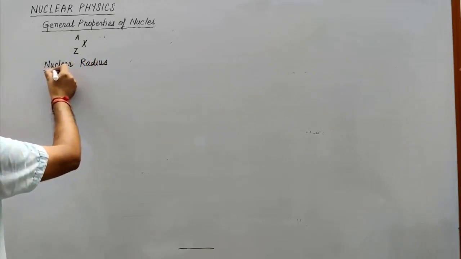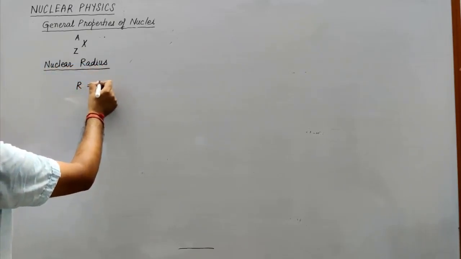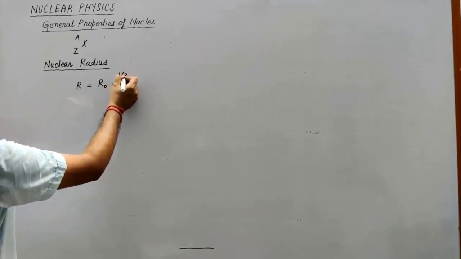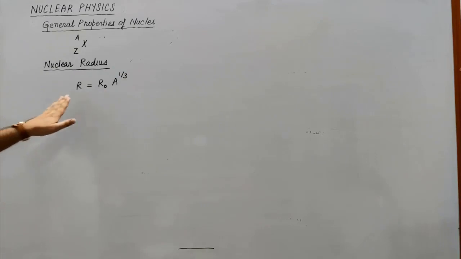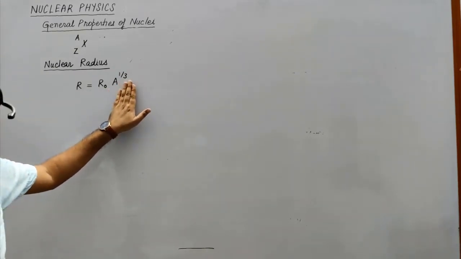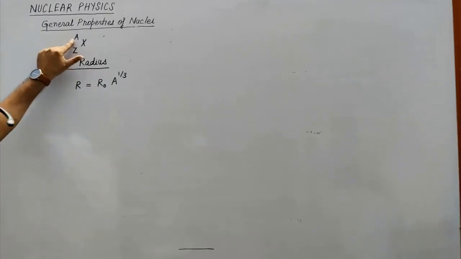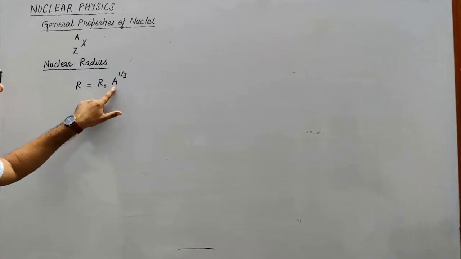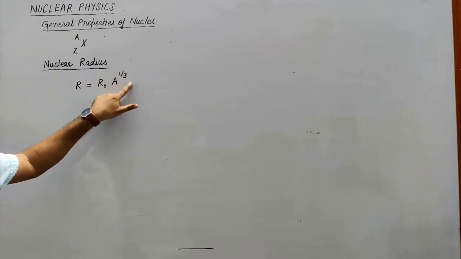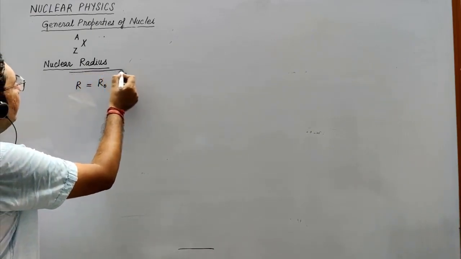You can easily find the nuclear radius by using the formula R equals R naught A to the power 1 by 3. This radius R is directly proportional to A to the power 1 by 3. What is A? A is the mass number here. So R is proportional to the mass number to the power 1 by 3. This is the formula we will use to find the radius.